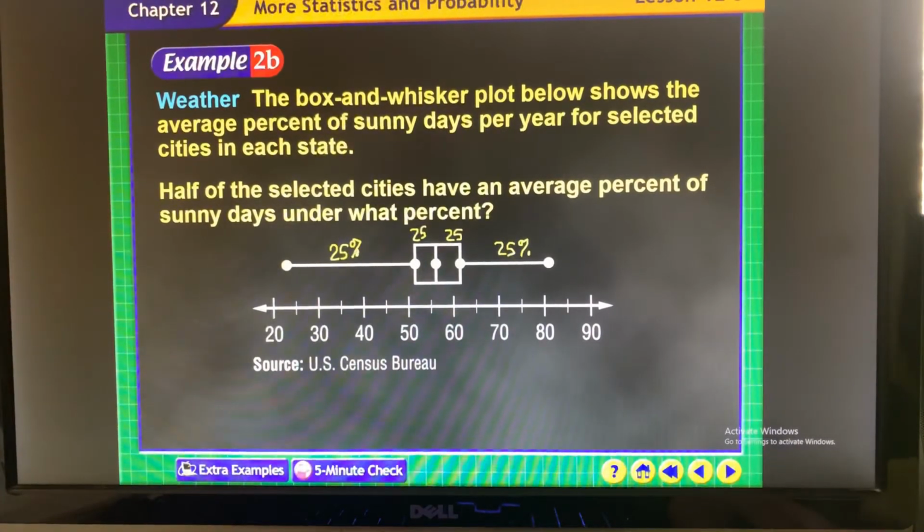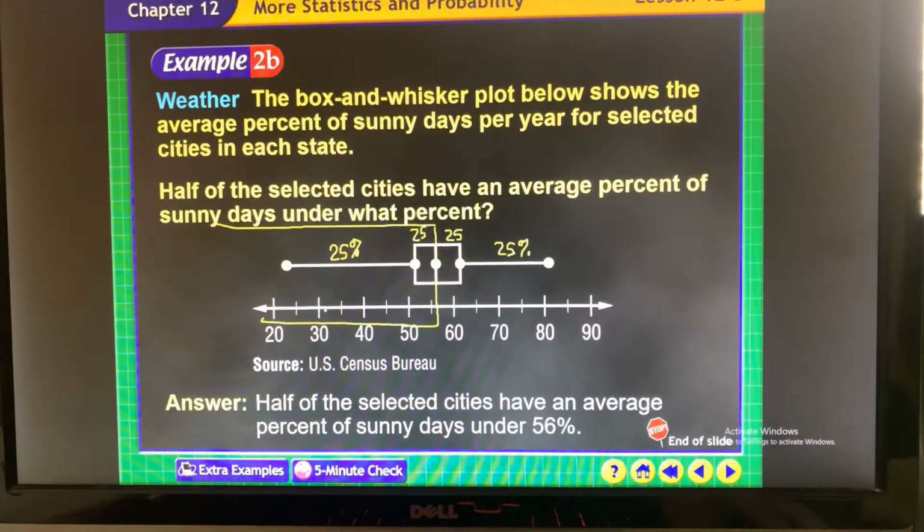So half of the selected cities have an average of what? So you have to look here, makes half of your data, right? So what about 56%? That's half of your data.